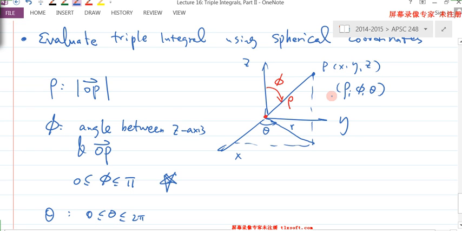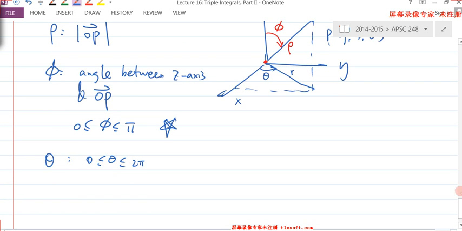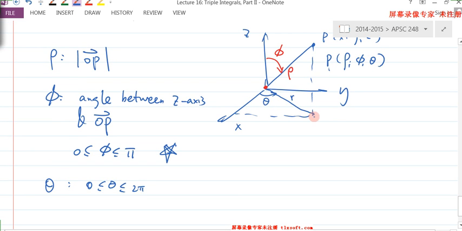So rho, phi, theta can define a location of P, equivalent to x, y, z. So let's take a look at the connection between Cartesian coordinates x, y, z and spherical coordinates rho, phi, theta. We can look at this geometry over here. First of all, this is x here, and that's y over here. So what is x equal to? We learned x equals r times cosine theta, right?